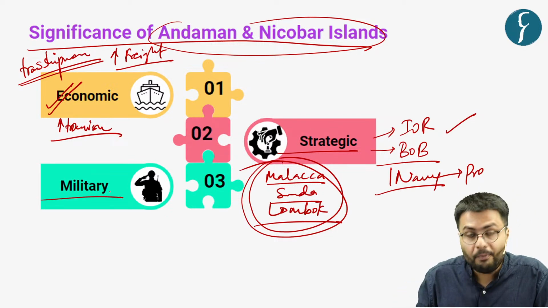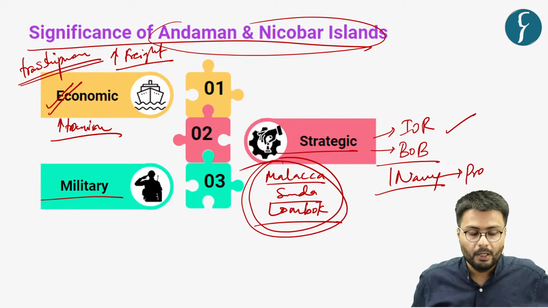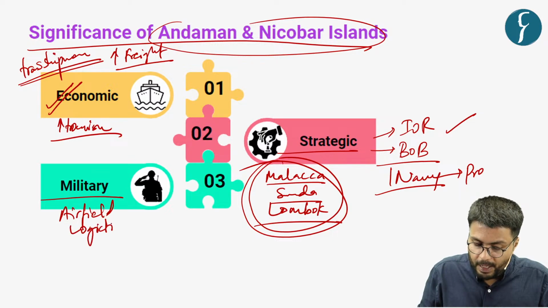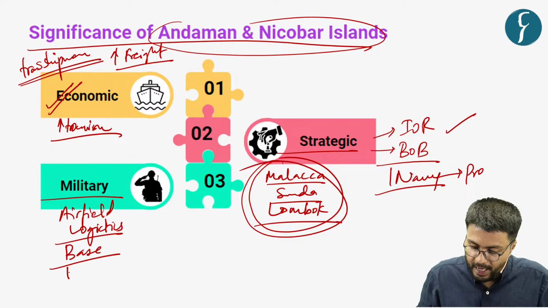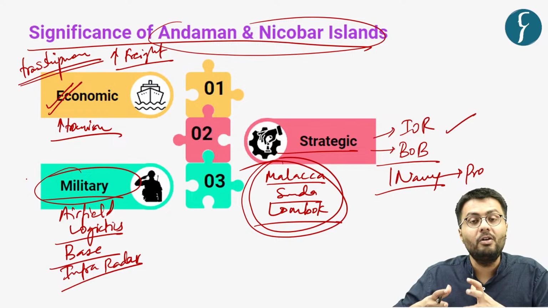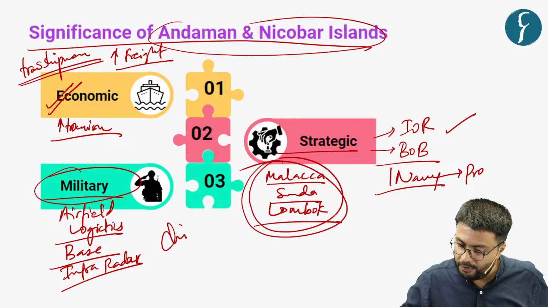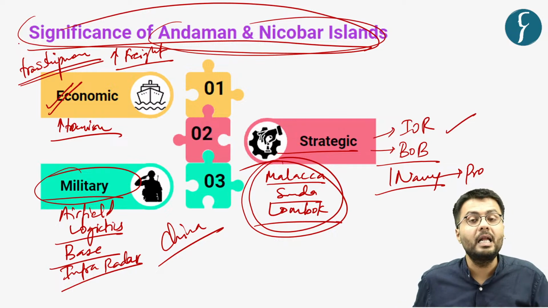Further, it also enables the Indian government to deploy more and more military assets in the Great Nicobar region, because the government is constructing airfields, logistics for the army, a base for its military personnel, as well as surveillance infrastructure such as radars in general. So all these increase the military preparedness of India in order to counter the threat that can emerge from the Indian Ocean region, primarily from that of China. So these are the strategic significance of the Andaman and Nicobar Islands.